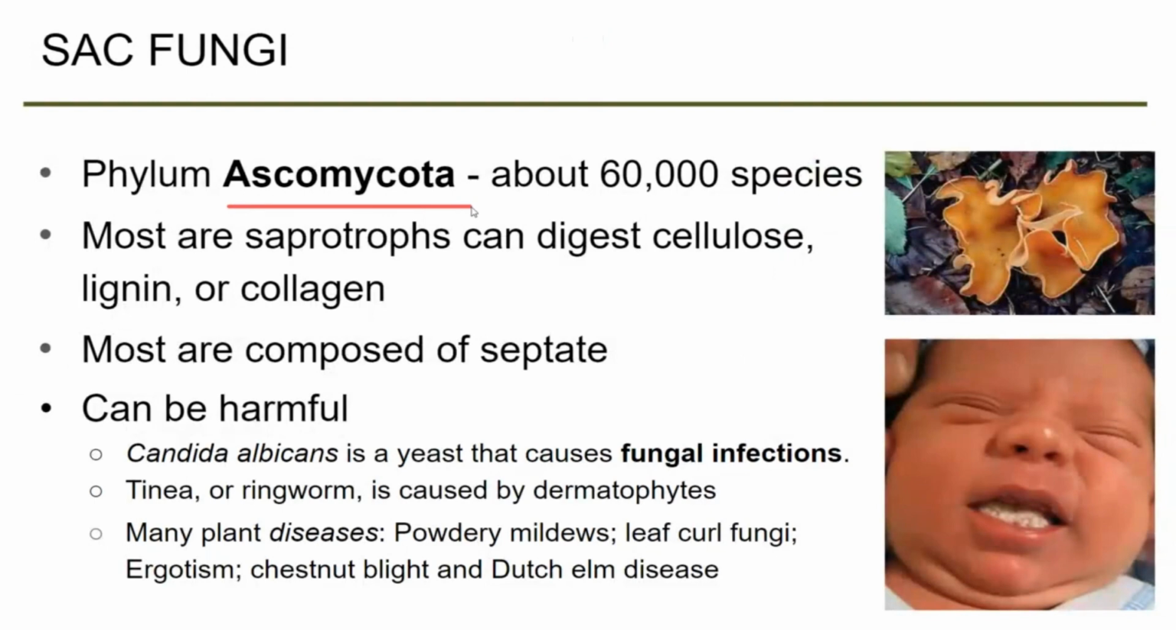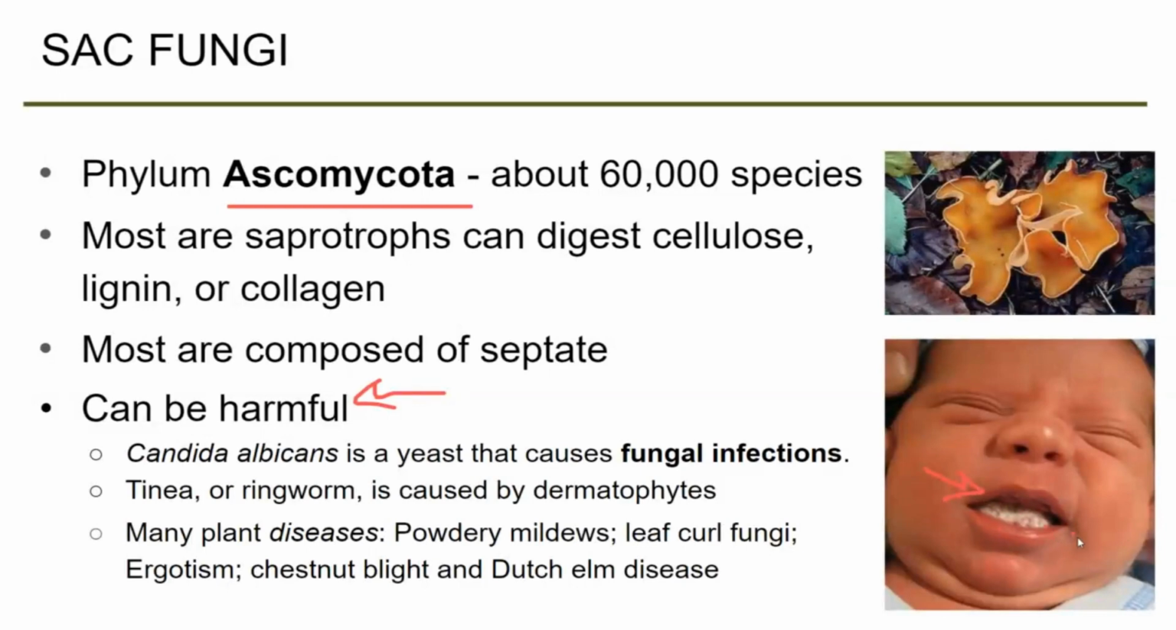Now, sac fungi, Ascomycota. This is a huge family of fungi, about 60,000 species. So most fungi that you think of are probably Ascomycota. Most of them are saprotrophs. They are decomposers, and they can help decompose and break down some of those harder things that other organisms can't digest, like cellulose and lignin. They have septate hyphae, and many of them can be pathogenic or harmful to humans, such as Candida, which is a yeast infection. You can see it in this baby's mouth.